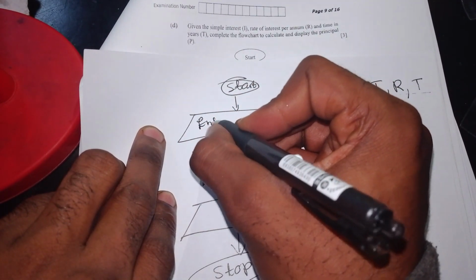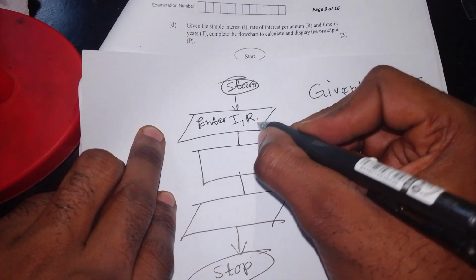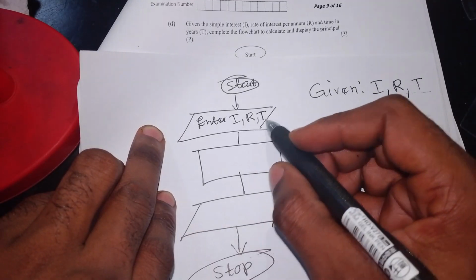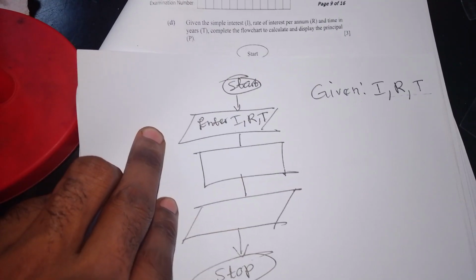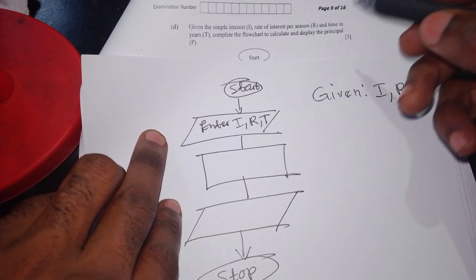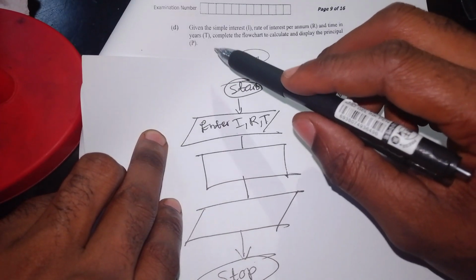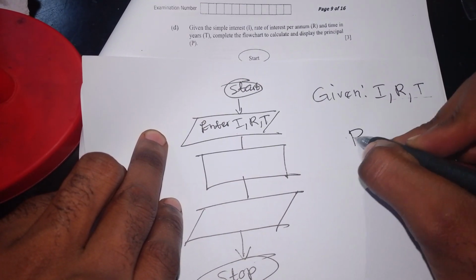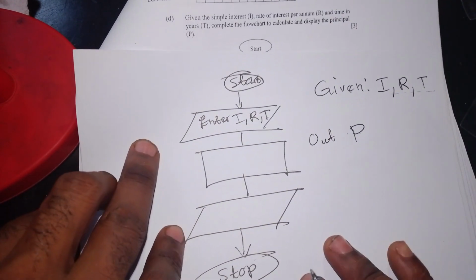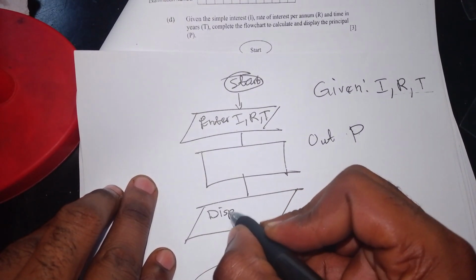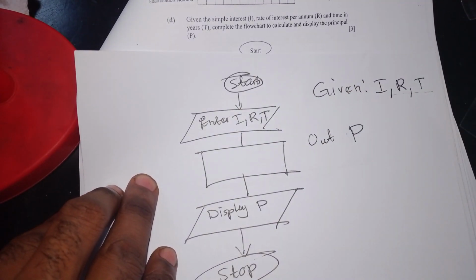So you can just say enter. You say I, comma, R, and then comma T. So please, you don't need and, you don't need anything else. You just separate these using commas. And then what do you process? You can complete the flowchart to calculate and display the principal amount. So the principal amount here, P, is your output, because this should display the principal amount. So you can just say display P.